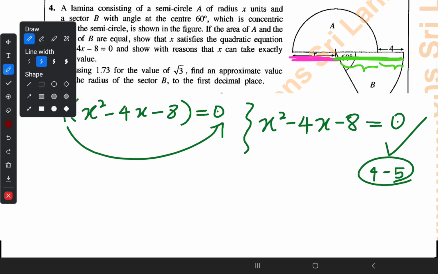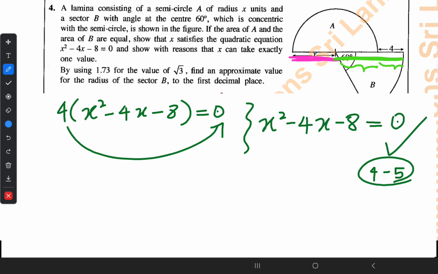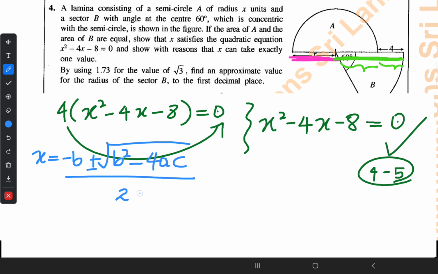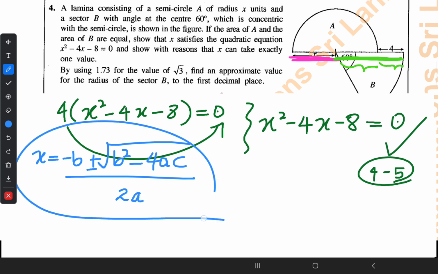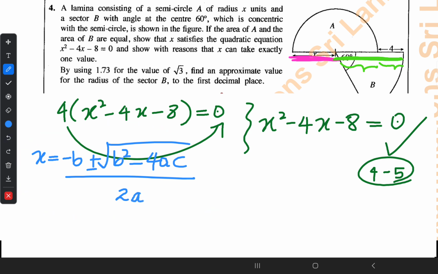Somehow, when we find the x value, we can directly find x plus 4 to the first decimal place. For that, the quadratic formula says x is equal to negative b plus or minus the square root of b squared minus 4ac, upon 2a. This is our quadratic formula. It's a very easy formula, so if you remember this, it's very easy to approach the equation.